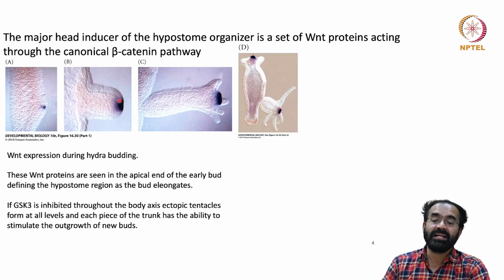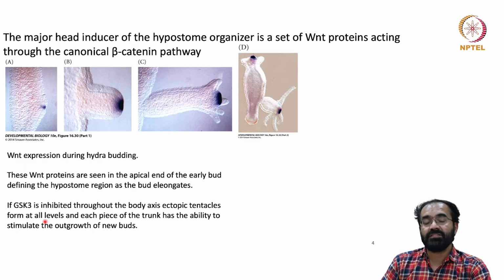And you can see here the extreme end. In other parts there is no purple color, it is only the extreme end which is determining the head region. As you can see in this picture also, this is the mother Hydra and this is the daughter Hydra. Both of them have the Wnt signal expressed in the hypostome region. These Wnt proteins are seen in the apical end of the early bud, defining the hypostome region as the bud elongates from its source of production.